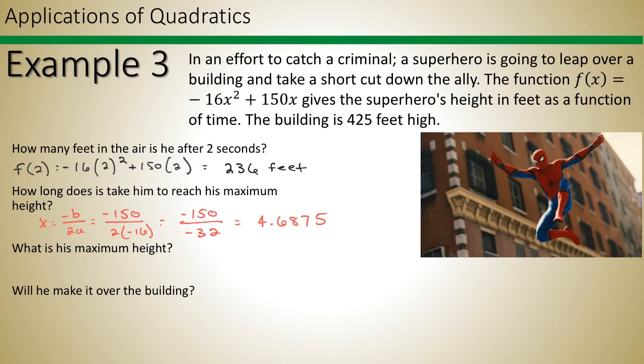And then what is that maximum height? So we're just going to have to sub that in to the original equation. So we get negative 16 times 4.6875 squared plus 150 times 4.6875, and that is going to give us about 351.6 feet. So that's the maximum height that he's going to reach.